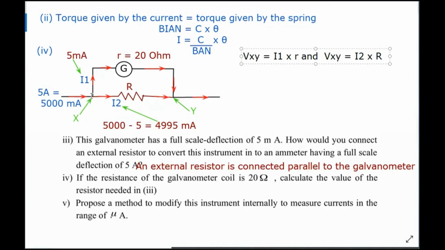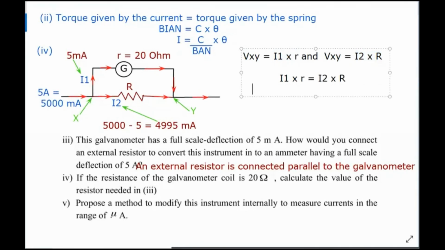Current coming to the node equals the currents leaving the node. Therefore, 5000 should be equal to I1 plus I2. That is Kirchhoff's first law. Whatever method you use, the potential difference between x and y should be the same. Therefore, I1 times small r must be equal to I2 times capital R. Whatever equation you use, you must obtain the same answer for the potential difference between x and y.